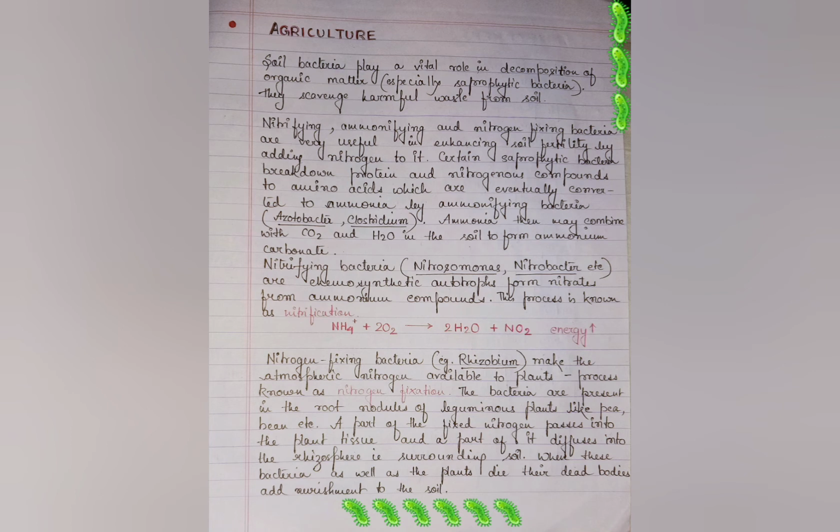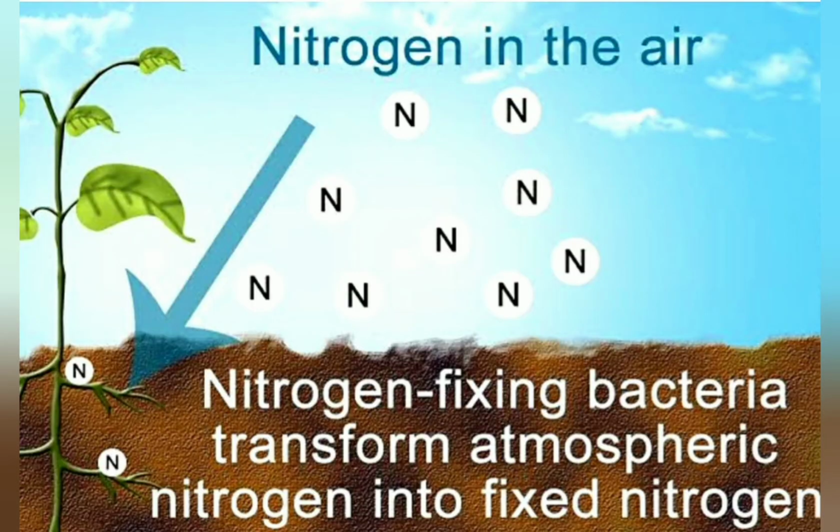Nitrogen-fixing bacteria like Rhizobium make the atmospheric nitrogen available to plants. The atmospheric nitrogen is biologically not available to plants, so that has to be made biologically available to them. This process is known as nitrogen fixation. The bacteria are present in the root nodules of leguminous plants like pea, beans, etc. A part of the fixed nitrogen passes into the plant tissue and a part of it diffuses into the rhizosphere, that is the surrounding soil. When these bacteria as well as the plants die, their dead bodies add nutrient to the soil. That means after their death as well, they keep on enriching the soil.